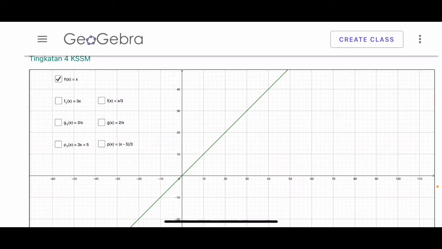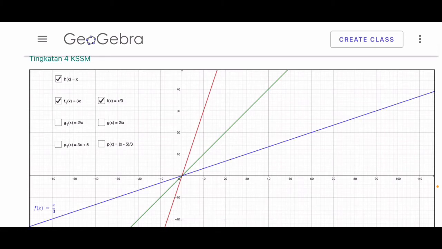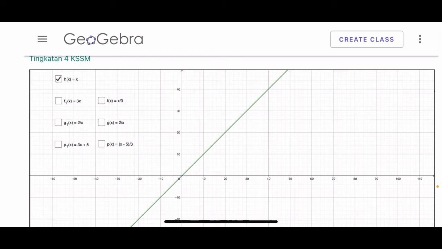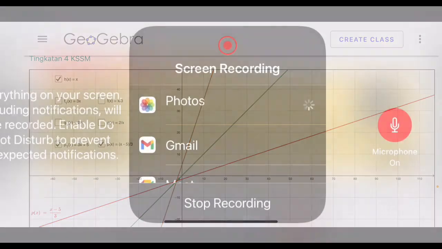Let's have a look at this one. You can see this one is red color and this is blue color. And I'm going to show you another pair, this one and this one.